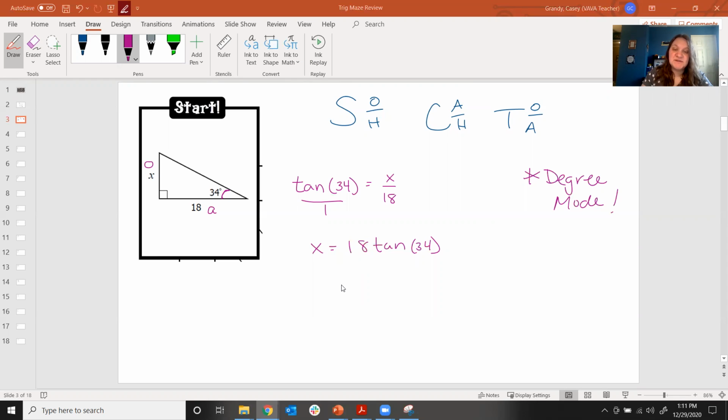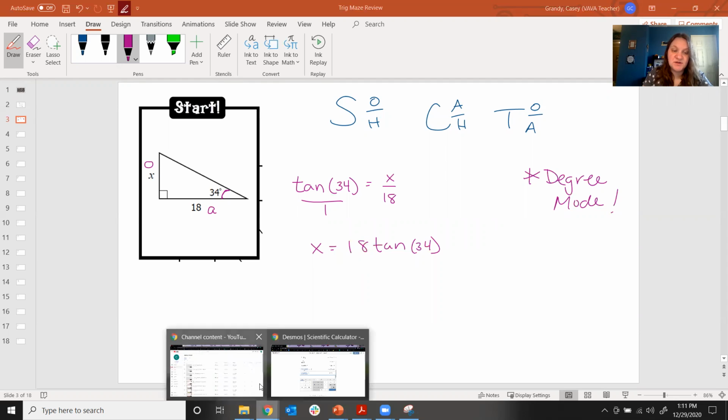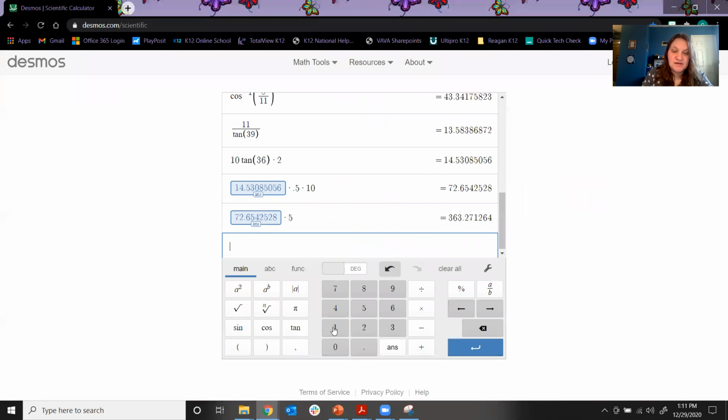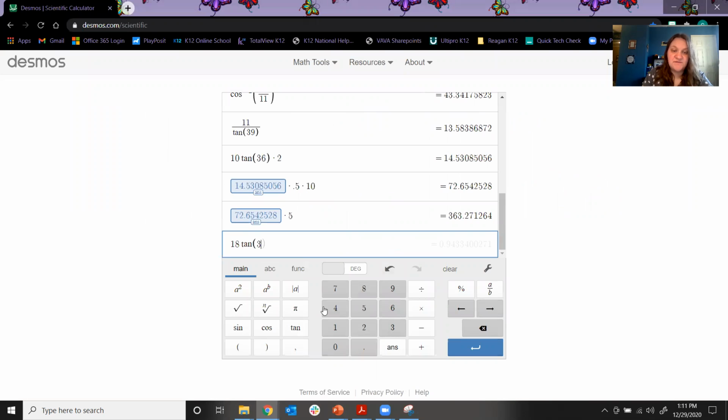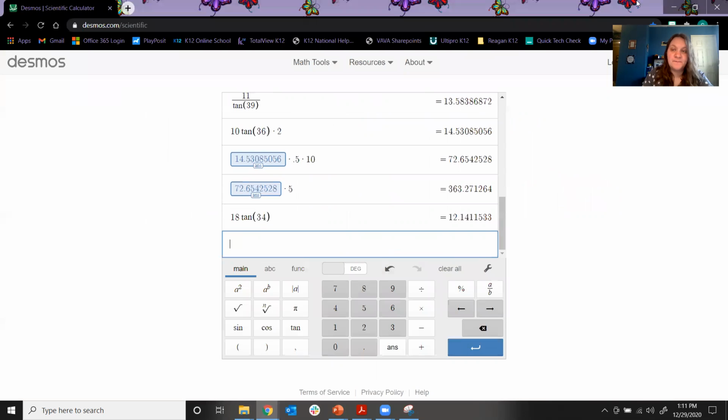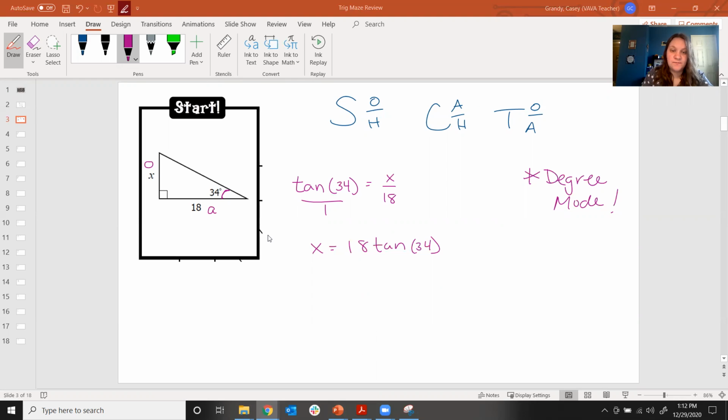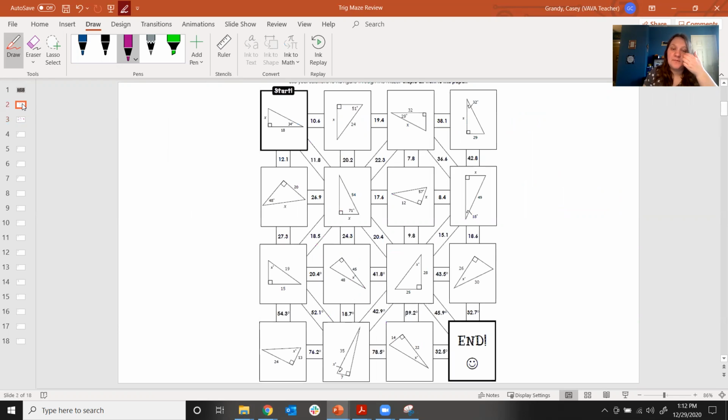Okay, so 18 times the tangent of 34. I'm actually going to do that. 18 tangent 34. It's about 12.14. Okay, so we'll go to our maze. And, oh, there it is, 12.1. So that tells us that we are going to go this direction, and we are going to solve this triangle next.